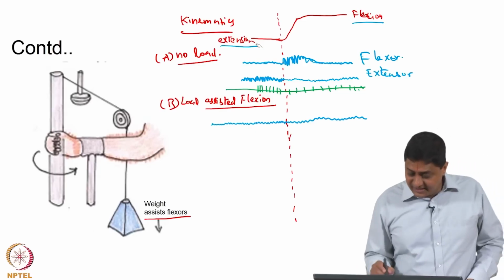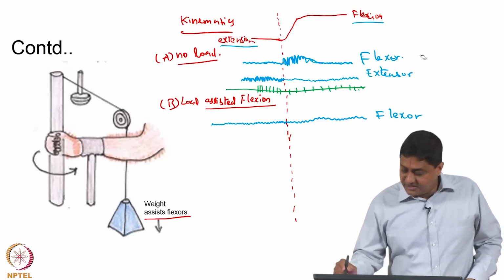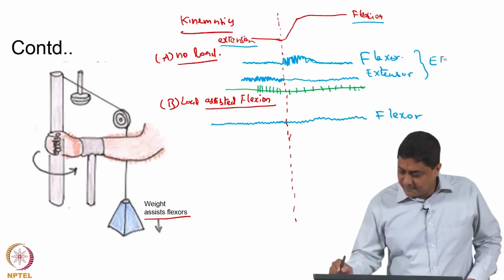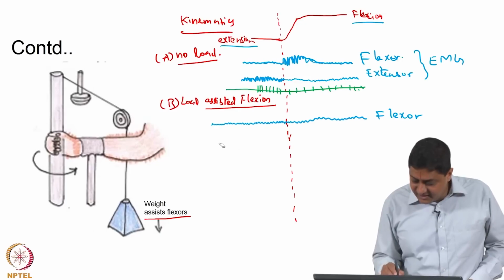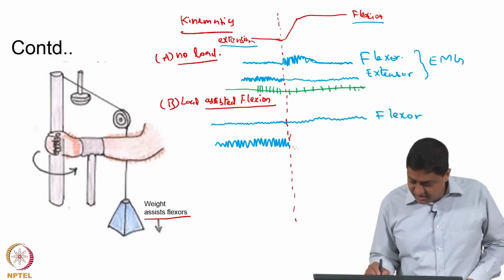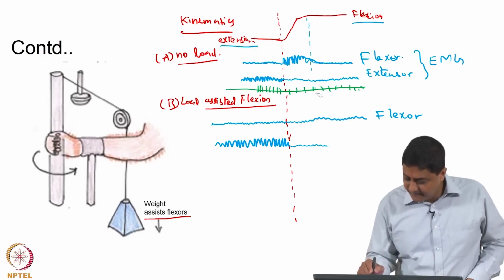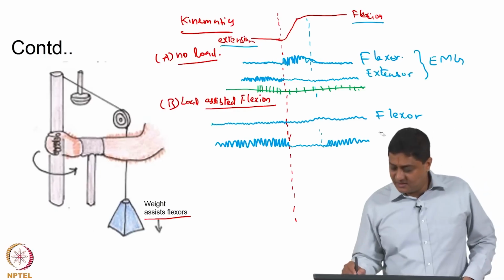And what about the extensor activity? This is the flexor activity or EMG. The one in green refers to neuronal activity, right. What about the extensor activity? The extensor activity is present until just before the movement onset, after which it becomes baseline during the movement, is here, right, and then again it starts. Okay. This is the extensor activity.